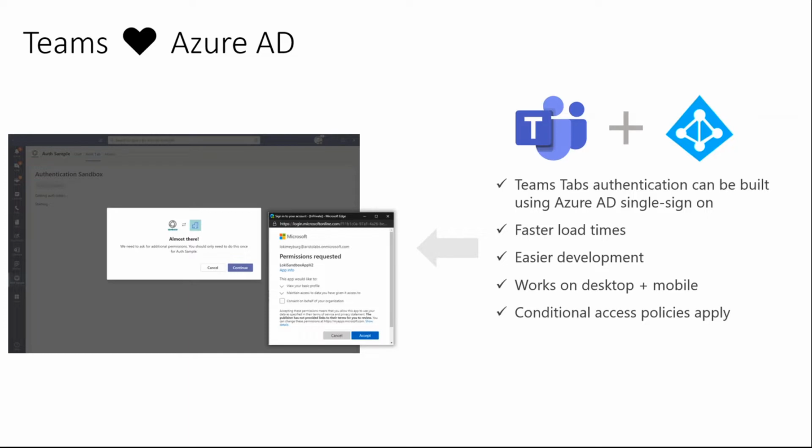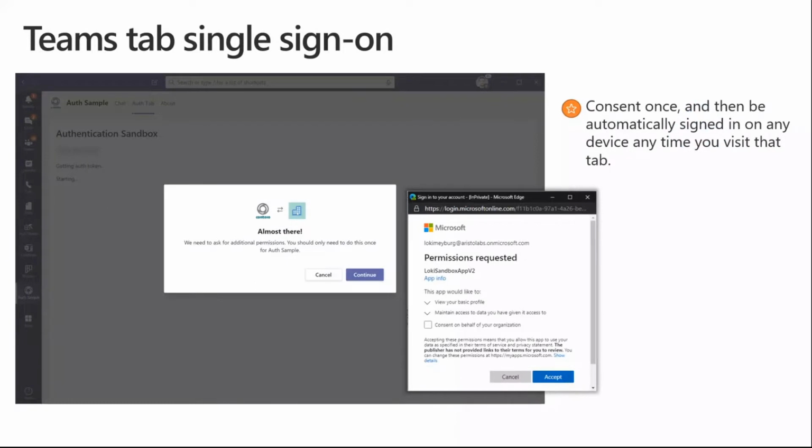Much easier development. It's only about 5, maybe 7 lines of code for basic authentication. It works on desktop and mobile. And finally, it supports all the conditional access policies as well. So finally, what that experience looks like is that the user only has to consent once.